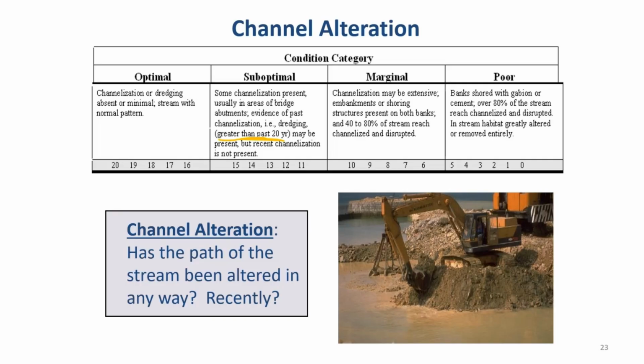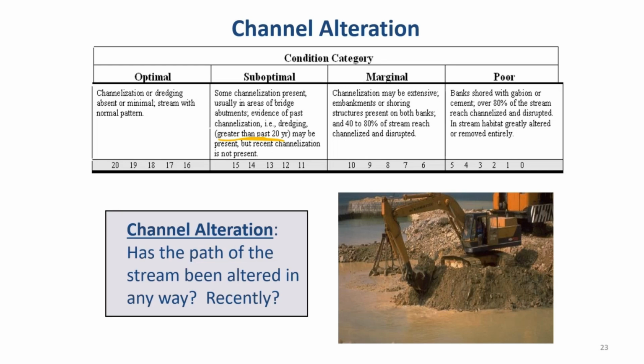can't see evidence of channelization or dredging, and if the stream has a normal pattern, and again, what's normal? Well, if it's very, very straight, then that's not terribly normal. So most streams are going to naturally have at least a little bit of a curve to them. So if you don't see anything and the stream looks pretty normal in its channel, then you could be in the optimal situation.